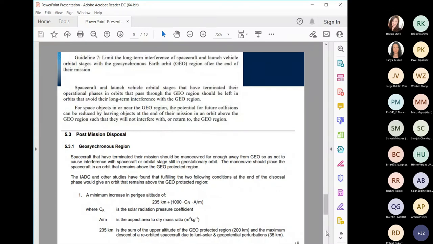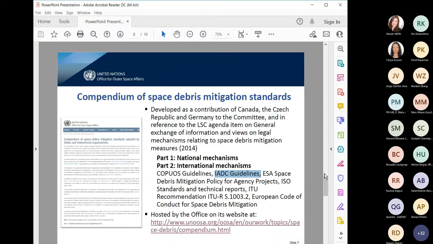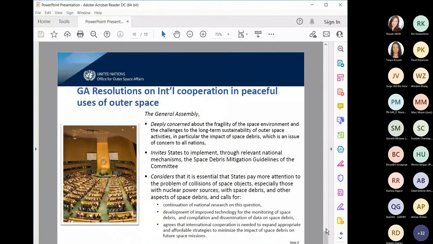And as I said earlier, all of that are available from the webpage of the Compendium on Space Debris Mitigation Standards. So I will move to the last slide of my presentation. And here on this slide, I have inserted the language from the General Assembly Omnibus resolutions on international cooperation in the peaceful uses of outer space.